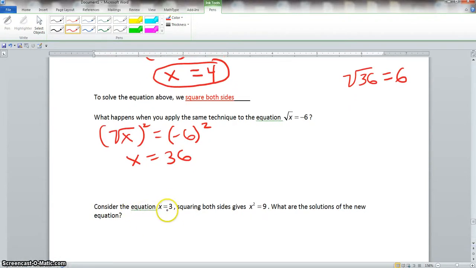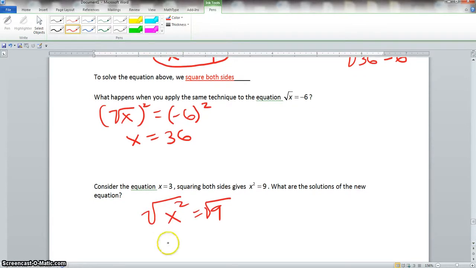It says, consider the equation x equals 3. Squaring both sides gives x squared equals 9. What are the solutions of the new equation? Now, if we had x squared is equal to 9, if we took the square root of both sides, the square root of x squared is x, and the square root of 9 is 3 or negative 3. So when we take the square root of both sides, we could get both answers here. So what we would need to do is take these values and go back to the original problem and see if they actually work.